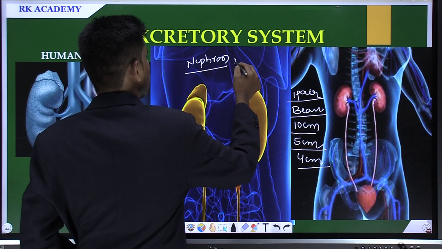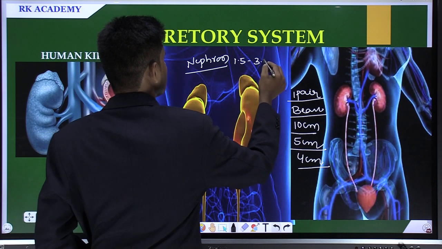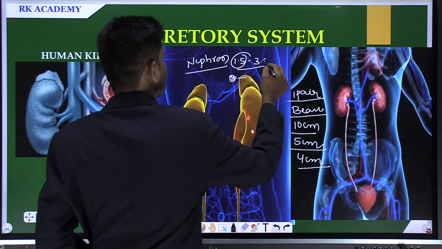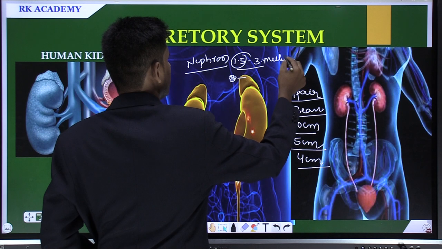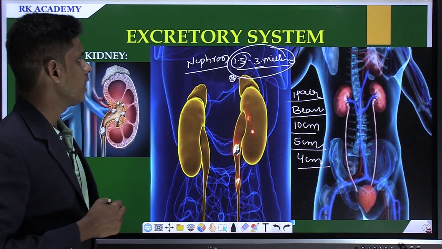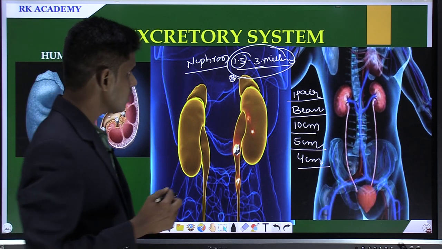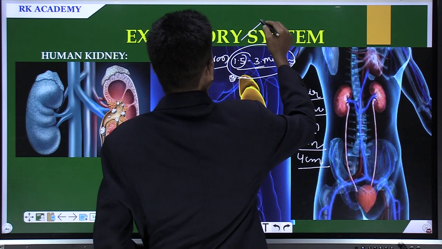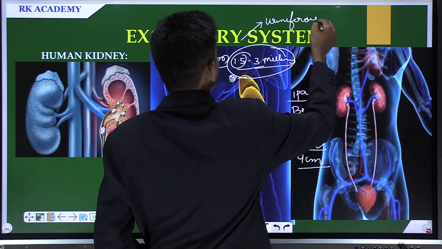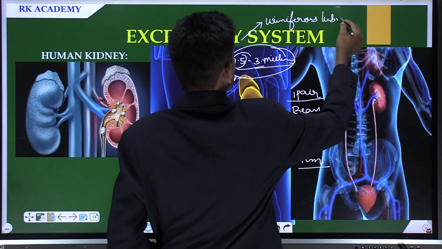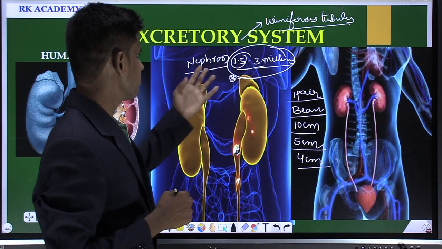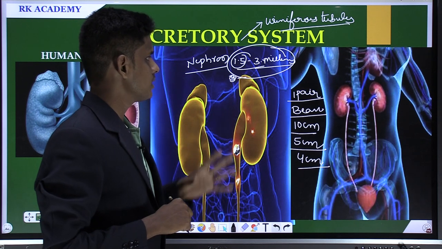There are 1.5 to 3 million nephrons in each kidney. How many nephrons? 1.5 to 3 million nephrons are there in the human kidney, in each kidney. And what is the other name of the nephron? The other name of the nephron is the uriniferous tubule. Uriniferous tubules are another name for a nephron. And nephrons are about 1.5 to 3 million present in each kidney.